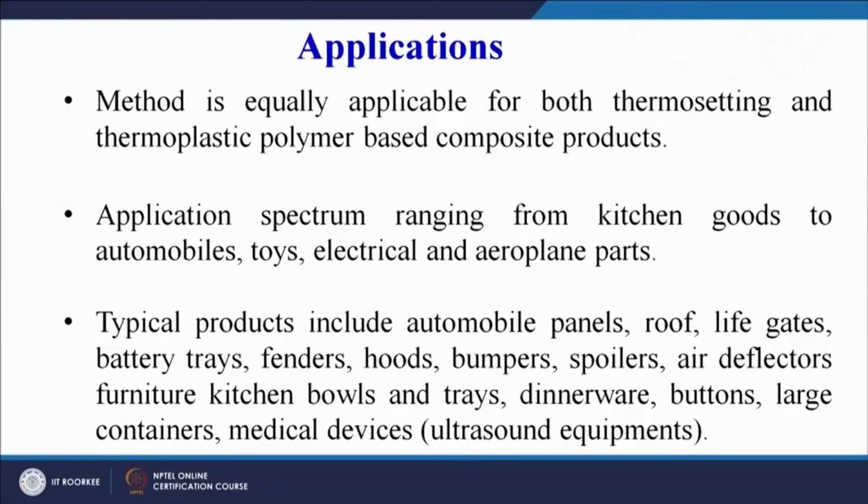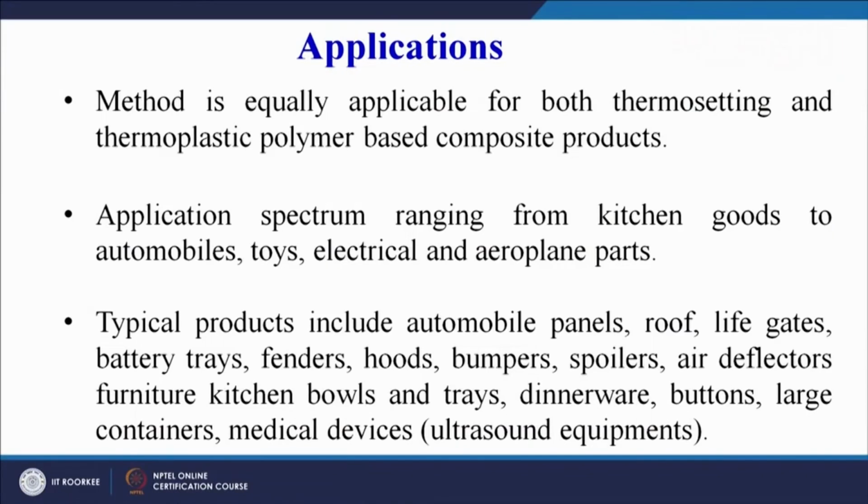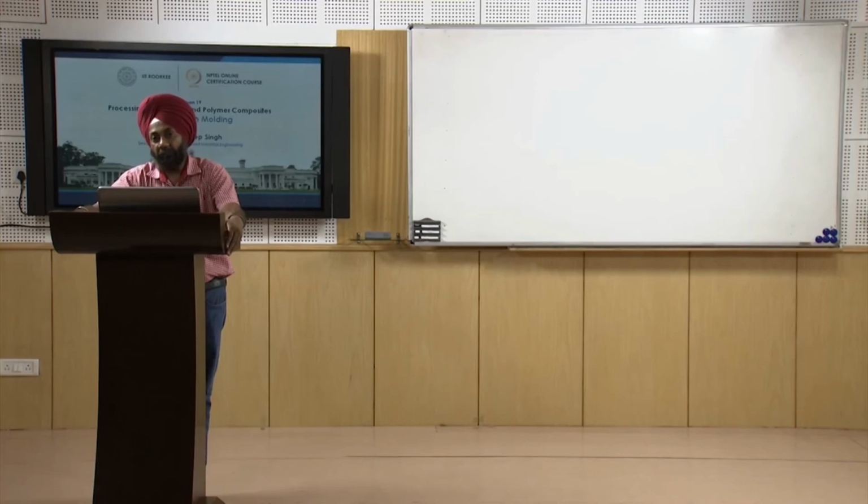Applications: as I have already highlighted one application, let us see what the other applications are. The method is equally applicable for both thermosetting and thermoplastic polymer based composite products. I think I have given a lot of emphasis on this aspect today. The application spectrum ranges from kitchen goods to automobiles, toys, electrical and aeroplane parts. So different parts are made by the compression molding process.